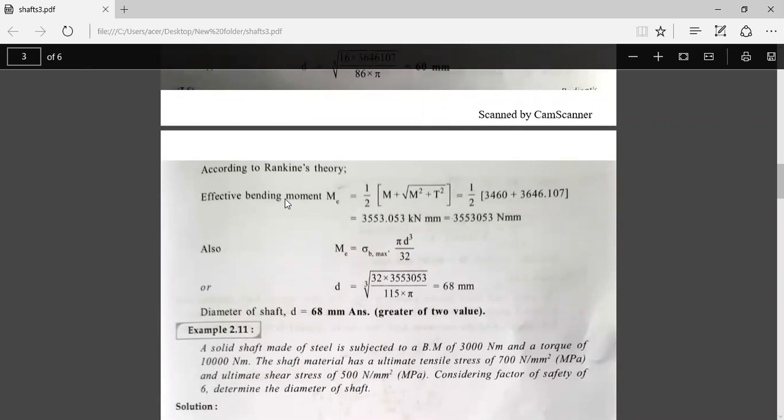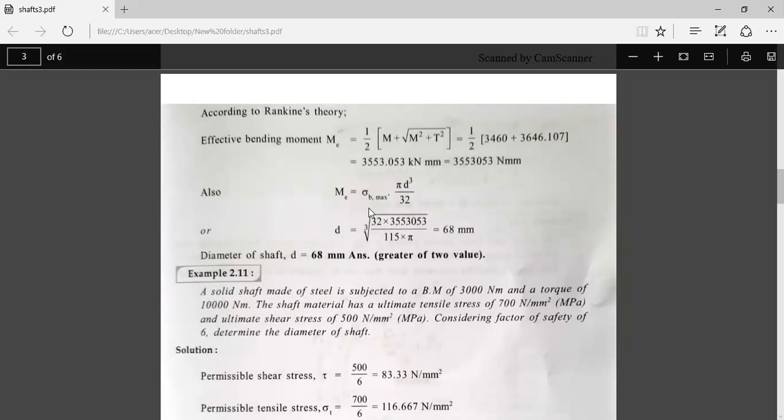Now according to the Rankine's theory, equivalent bending moment ME is equal to, already we have calculated, half into m plus square root m square plus t square, half into 3460 plus 3646.107. So by this we are getting 3,553.053 kilonewton mm, 3,553.053 Newton mm, right? So we have the formula ME is equal to sigma B max pi d cube by 32. From this, d is equal to cube root of 32 into 3,553.053 divided by 115 into pi. By this, we are getting 68 mm. So, diameter of the shaft d is equal to 68 mm.